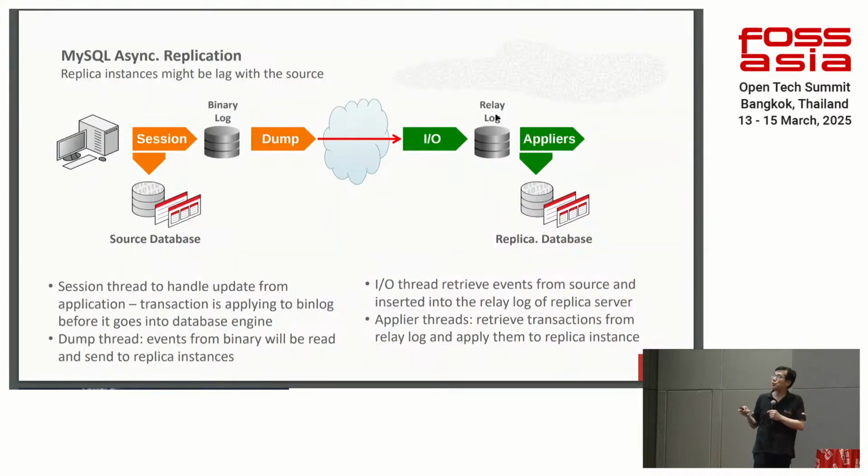Once it starts replica, there will be two threads running on the replica server. The first one is the IO thread. The IO thread will take the data from the binary log and insert it into its relay log. It does not go into the database directly, but is kept in the relay log for the time being. Another set of threads we call apply threads. We can have multiple apply threads now, which helps improve the performance of the replication. The apply thread will take data from the relay log.